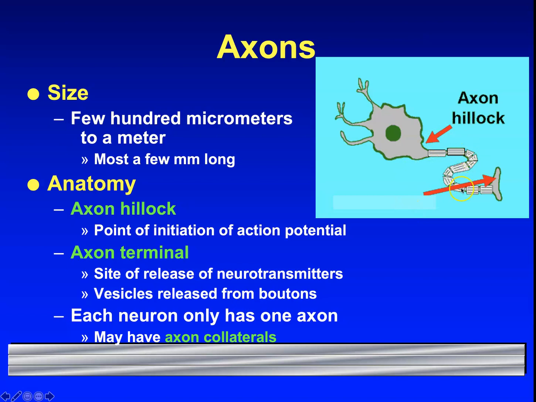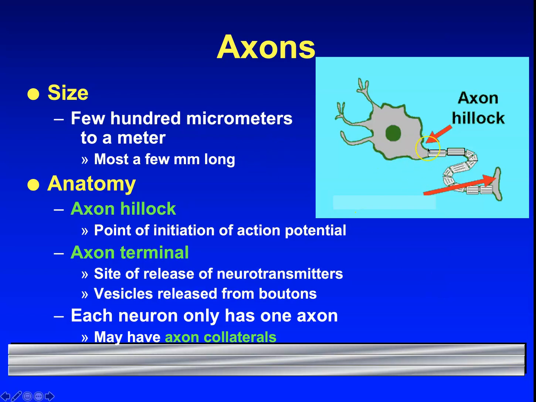And so here's the axon. And the length of the axon varies greatly. Most are a few millimeters long, but they can be less than a millimeter long, or they can go as long as a meter. So there's neurons that go from your spinal cord all the way down to your toe. So if you're Manute Bol, that could be a couple meters long. So there can be some really long axons and some tiny little ones. Most are a couple millimeters long.